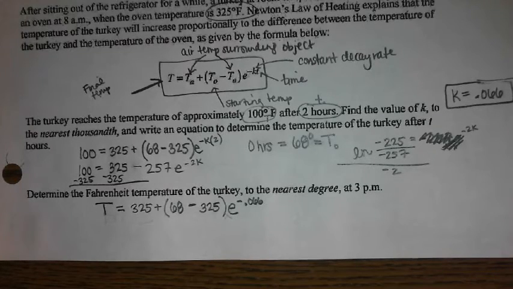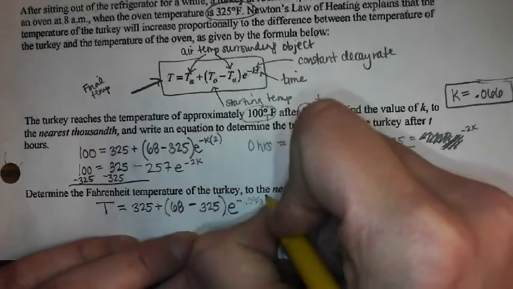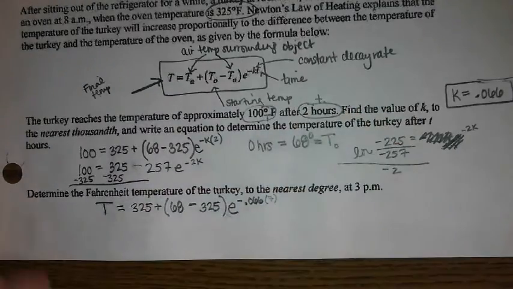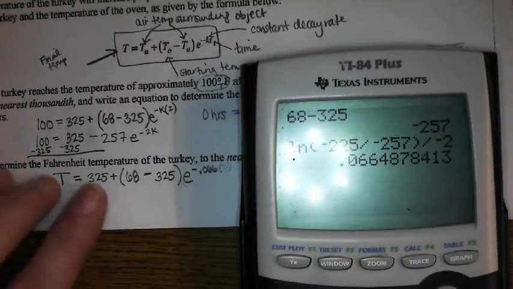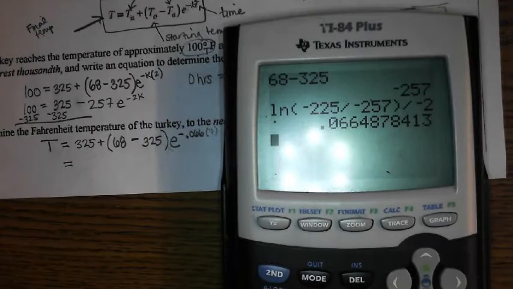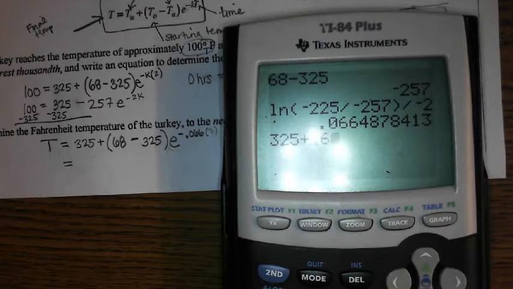8 a.m. is the frame of reference here, when the turkey was 68 degrees when you were about to put it in the oven. We're waiting till 3 p.m. From 8 a.m. to 3 p.m. is 7 hours of waiting. So after 7 hours, the temperature of the turkey will be, now there's no solving here, the capital T is already by itself. It's just plugging this in exactly as you see it.